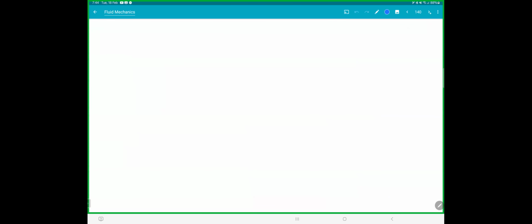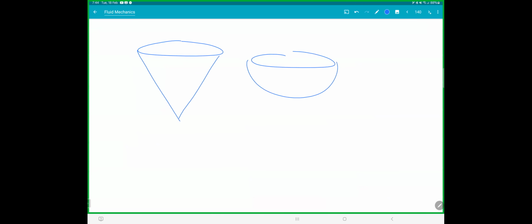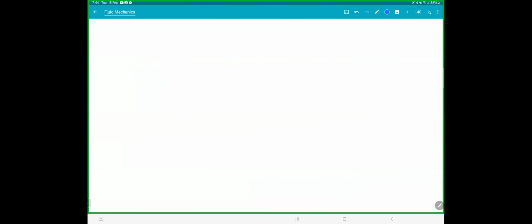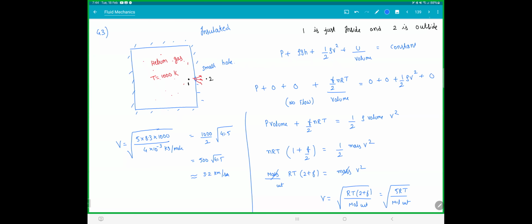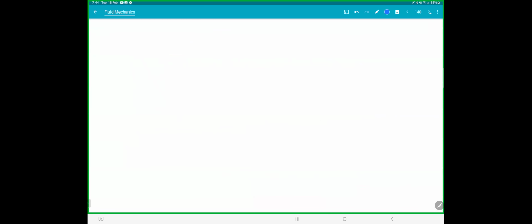Because see, integration, I can keep giving you a lot of variations. I can give you there is a cone, time taken to empty. I can give you hemisphere, time taken to empty. You can play around. In all the cases, you should just know how to start with that. The second concept is Magnus effect.